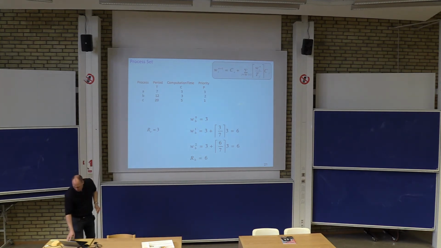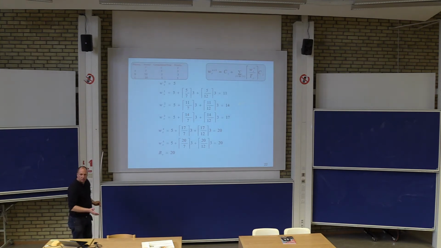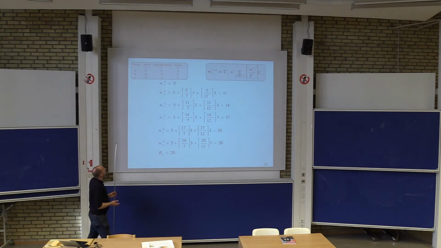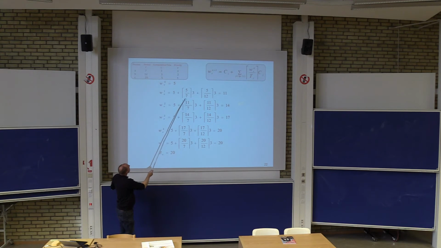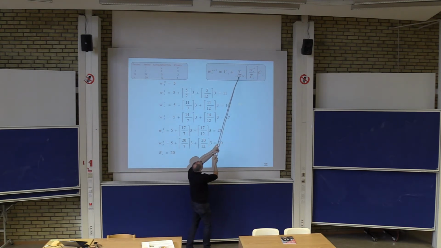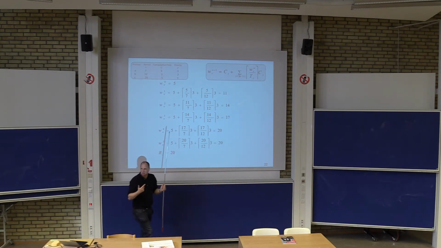Okay, so now we continue with task C, which is the task with the lowest priority. The computation time here was 5, so we initialize our guess with 5. And then we now have to find HP here, the processes with higher priority. It will be both task A and task B.